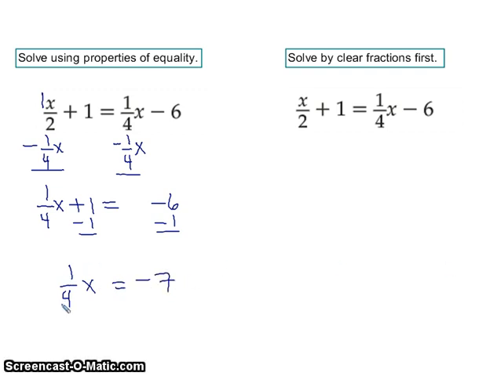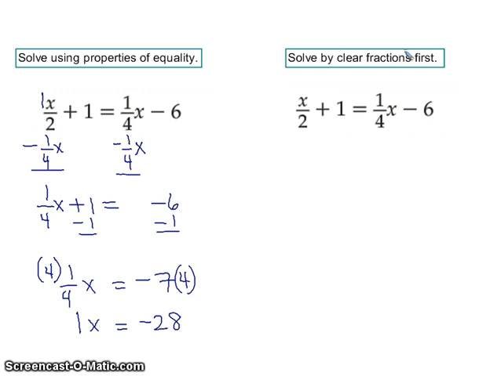Now I want to use my inverse property. What's the inverse of 1/4? Well, that would be a 4, or 4 over 1. So I'm going to multiply both sides by 4. And 4 times 1/4 gives me 1x is equal to -28.